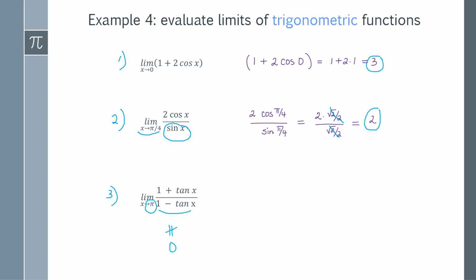Okay, so let's go ahead and plug that in. We're going to plug in pi for x, so we get 1 plus tangent of pi over 1 minus tangent of pi, and that of course turns out to be 1.